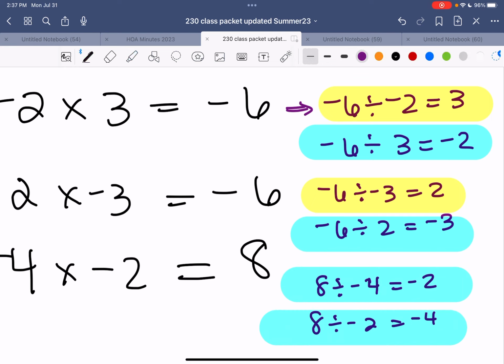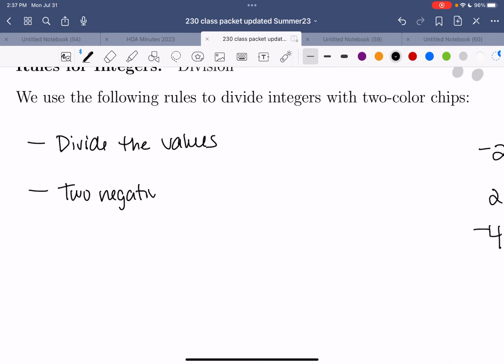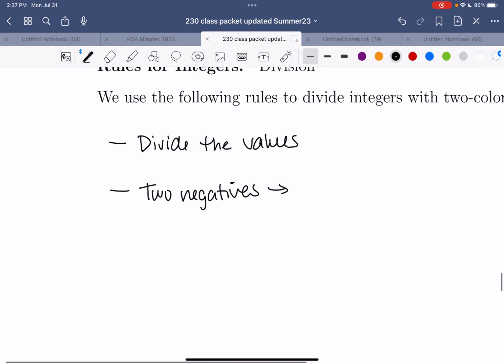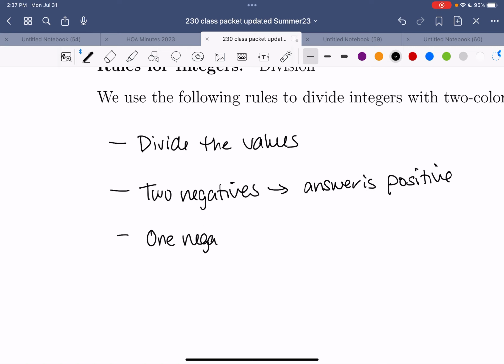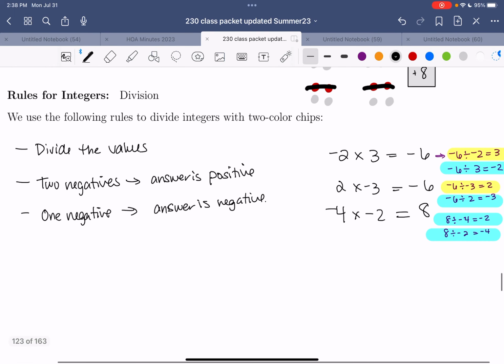So our rules here for division as we transfer is that we divide the values just like we normally would. And then 2 negatives that we're dividing, the answer is positive. And 1 negative, the answer is negative. Okay, and we can extrapolate that right from what we were doing with multiplication.